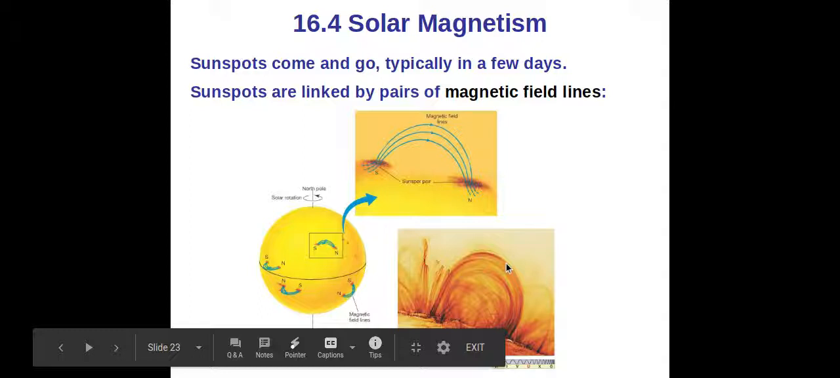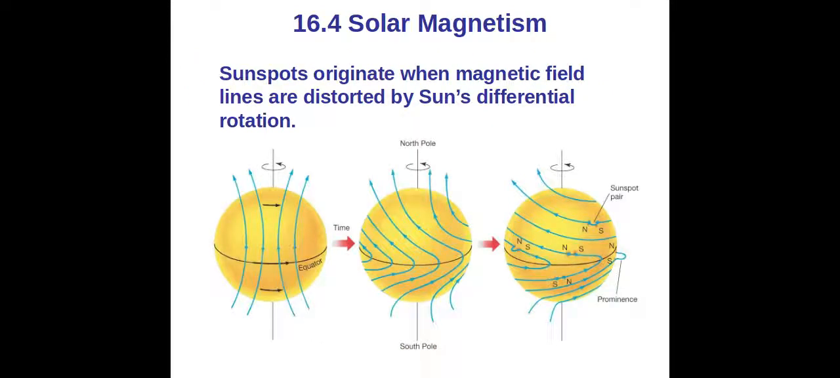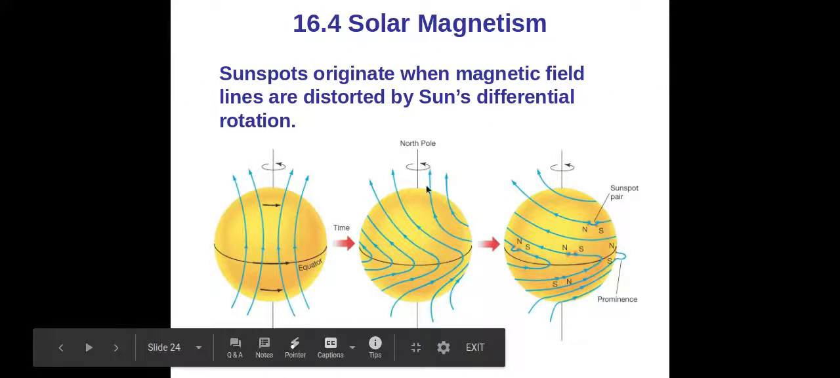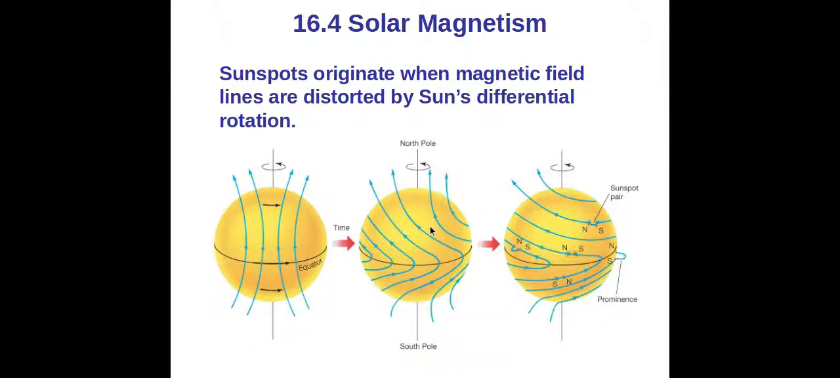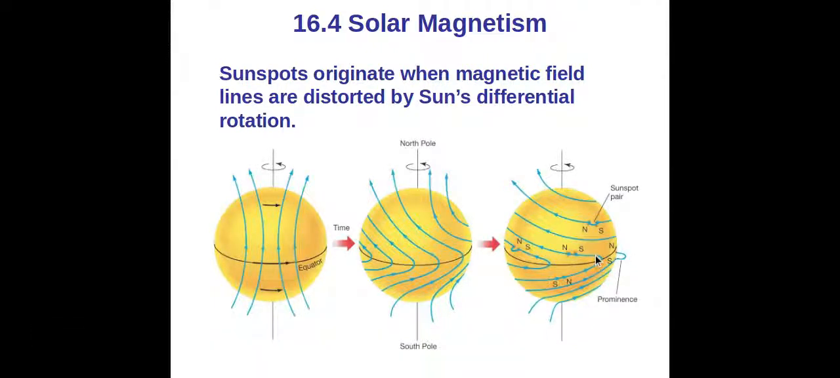Like I said, the video will show you these and show you some very cool images to go along with that. This is why we think they happen, the magnetic field lines, because the sun is rotating at different speeds. We think that these magnetic field lines get kind of twisted and distorted, and then every once in a while they'll make these loops, and we think that's what creates a lot of the stuff: the sunspots, the prominences, the solar flares, coronal mass ejections, all that stuff.